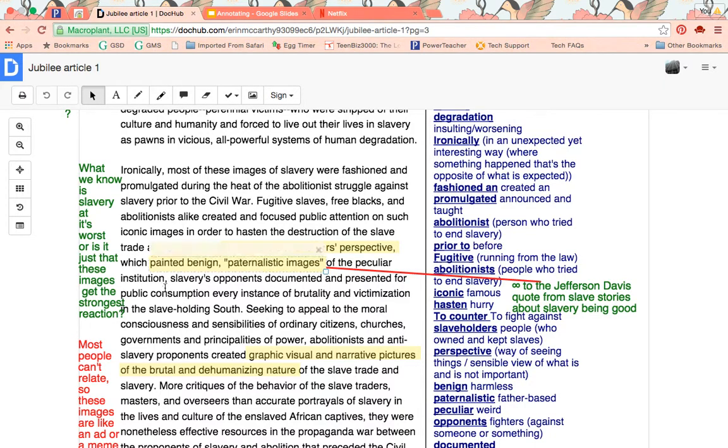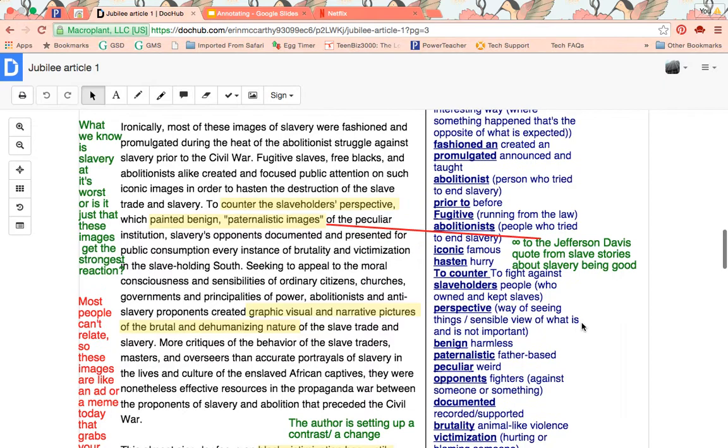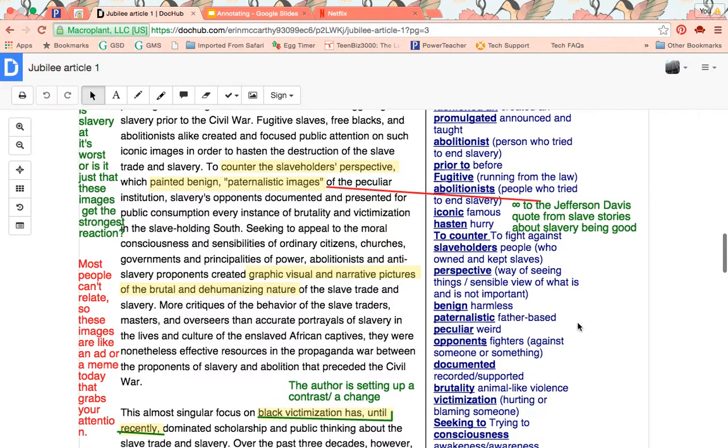So part of why they chose such powerful images is if you think about that Jefferson Davis quote, he was saying how slavery was so great, so they needed really, really strong images, photographs, and stories to change people's minds. And so I think this part's really significant where it said graphic, visual, and narrative pictures of the brutal and dehumanizing nature of the slave trade.